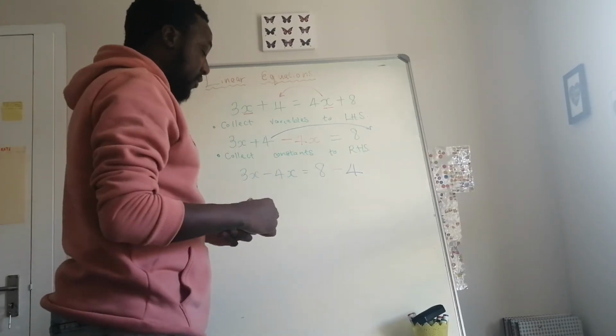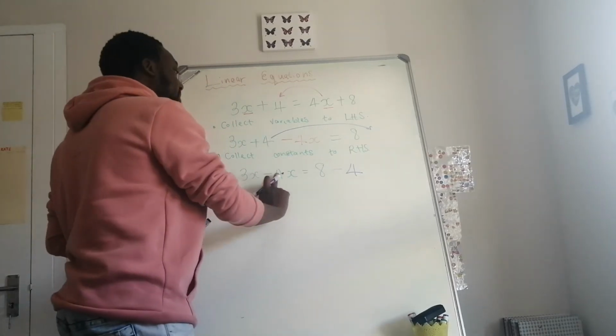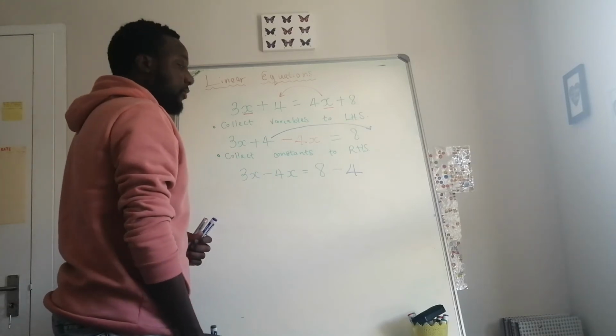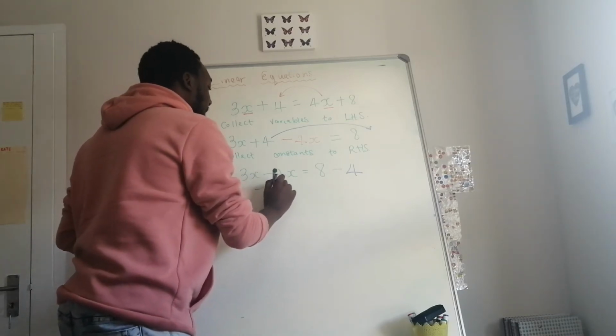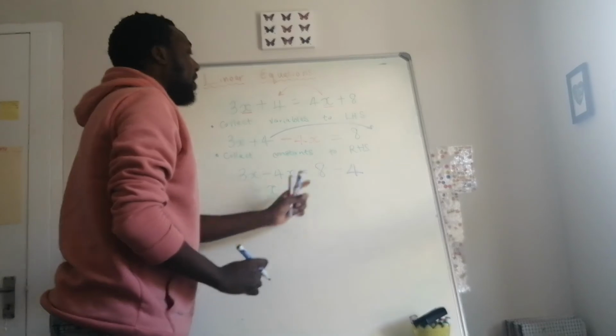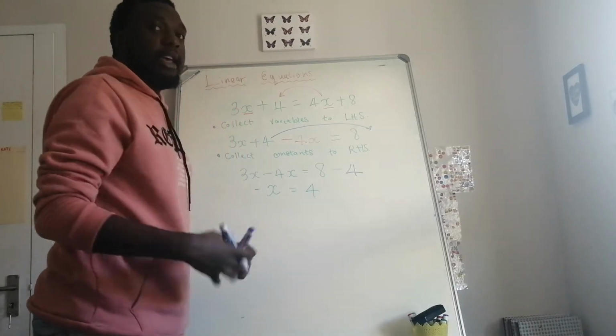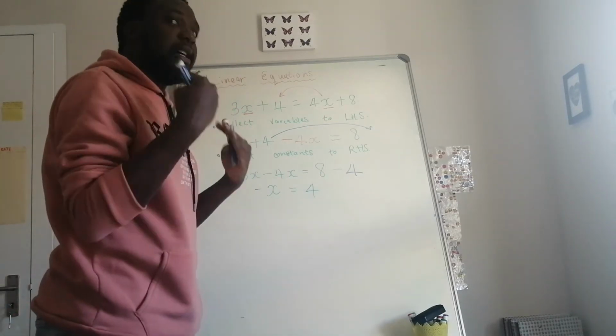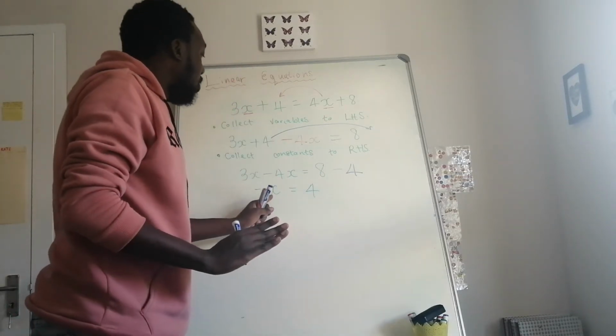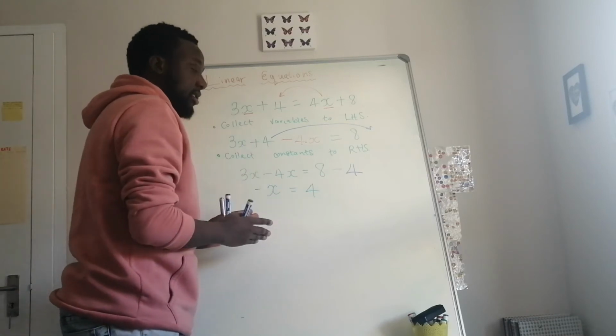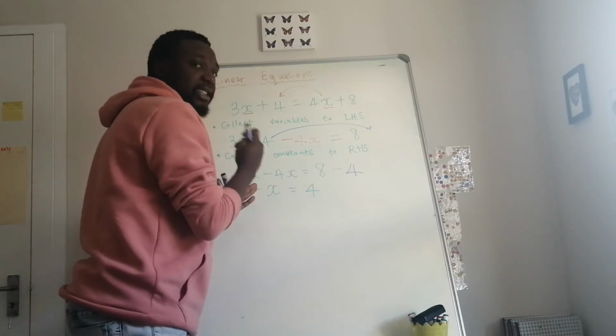So now I solve. What is 3x minus 4x? That just gives you negative x. What is 8 minus 4? That just gives you 4. Am I done? No, guys, I'm not done. I'm looking for just x. Right now it's negative x.